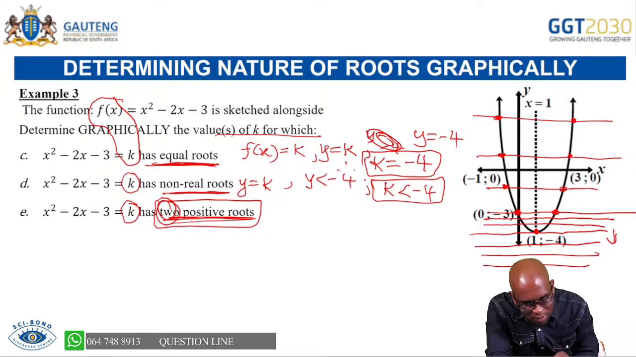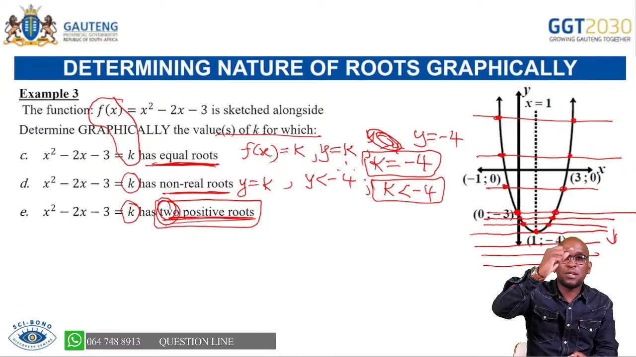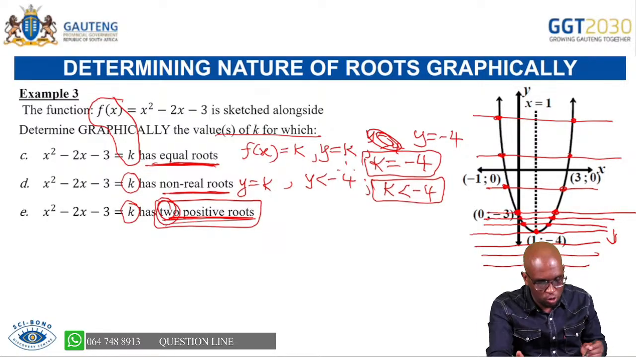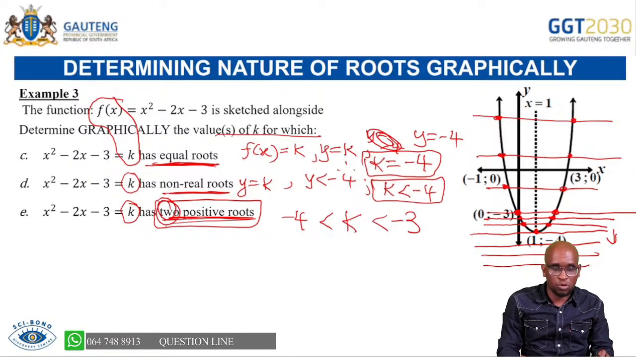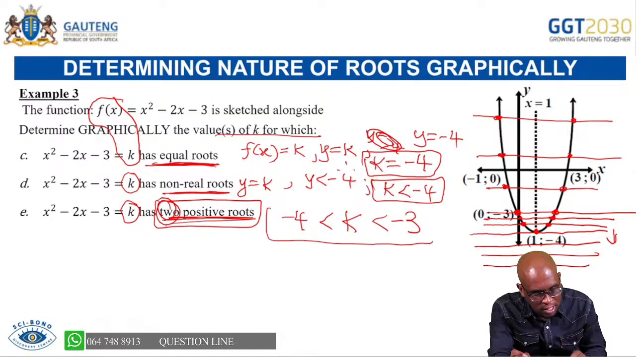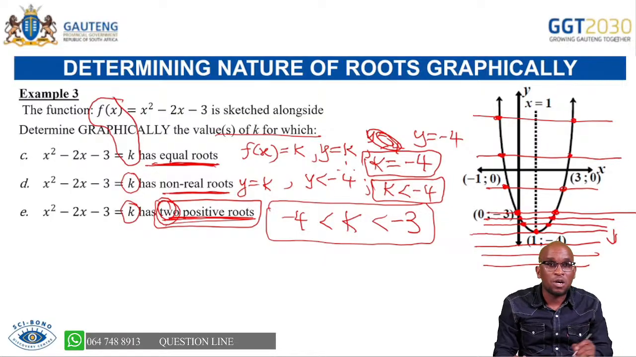Below the y-intercept and above the turning point, both the roots are positive. So both the roots are positive below the y-intercept and above the turning point. So that is where now k is trapped between what? Between -4 above the turning point and below the y-intercept. So k is trapped between -4 and -3. So that's where the graph contains two positive roots.